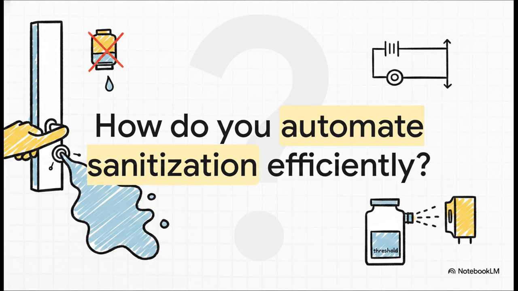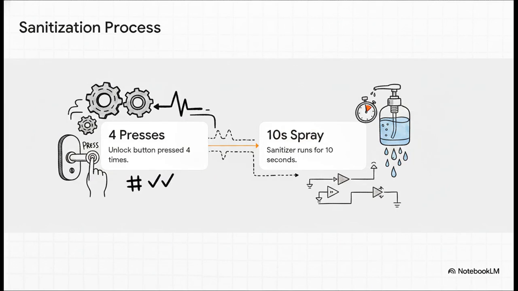We need to trigger the nozzle efficiently, based on a very specific, measured threshold of use. To solve this efficiency problem, we have to establish strict physical rules for our system before we even think about writing any digital logic. Step 1. The door's unlock button must be pressed exactly 4 times. Not 1, not 2, but 4 complete uses of that door.